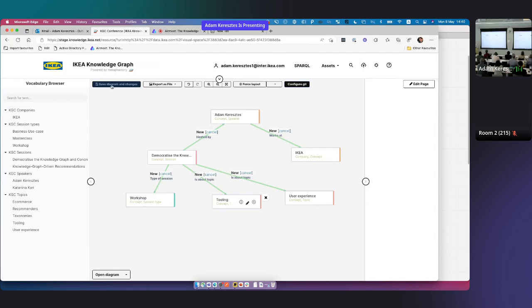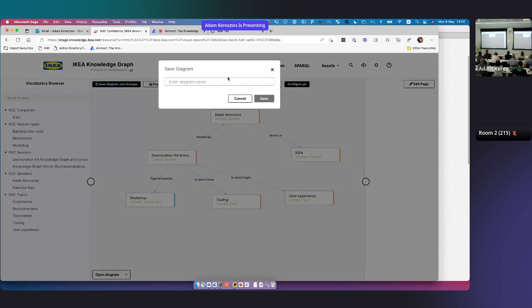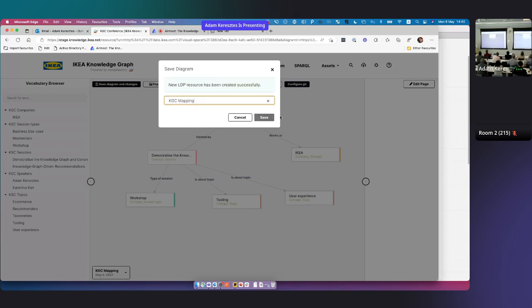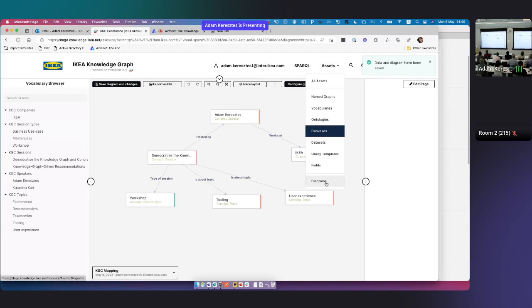So if I want to, as an expert, I just save this to KGC mapping. Right. And now I'm going to jump a little bit here.